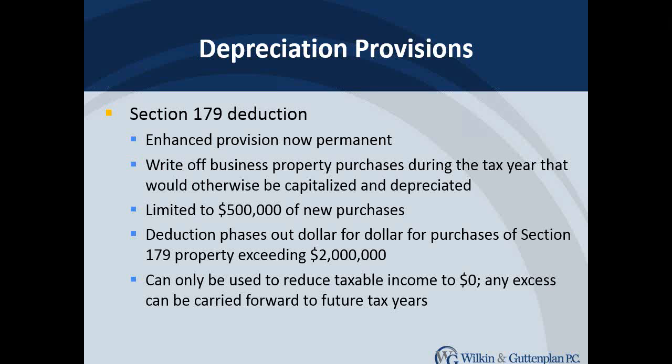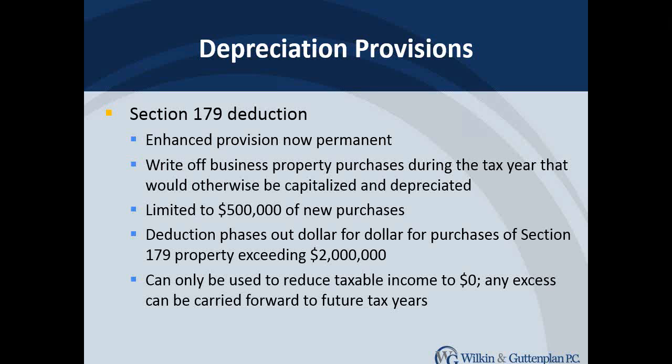But now there's an enhanced provision, which I'm going to talk about in a second, that it is permanent. So initially when Section 179 was written into the law, business taxpayers were allowed to write off $25,000 of new purchases in the year that they acquired them. That has since been expanded to $500,000. So there's a couple of limitations with Section 179.